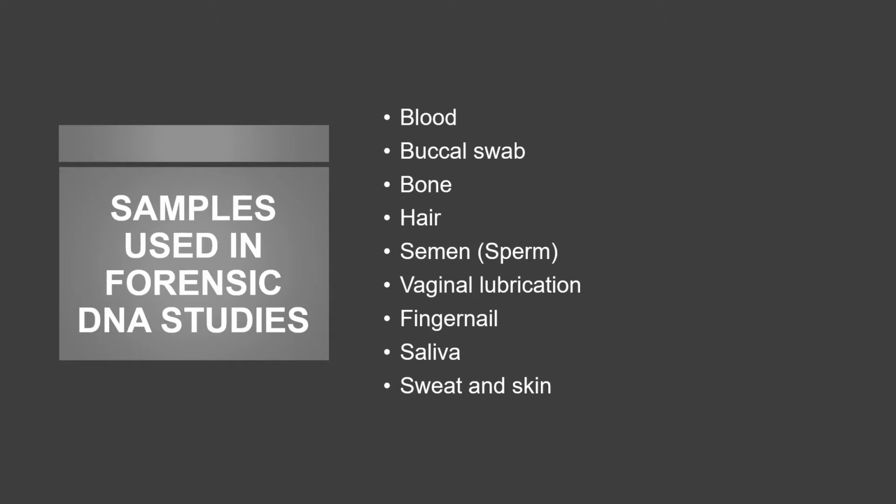Sperm and vaginal lubrication are used for rape case identification. They can be obtained from clothing and swabs from private parts, vaginal and penis. Sperm can survive in the vagina for 3 days, 72 hours. Fingernail clippings can be used in murder or rape cases. Saliva and sweat can be used in shooting, drug smuggling, robbery, burglary, and break-in cases.